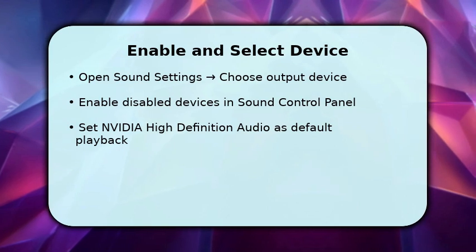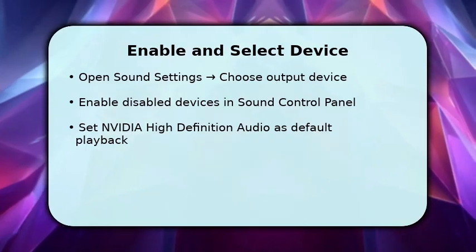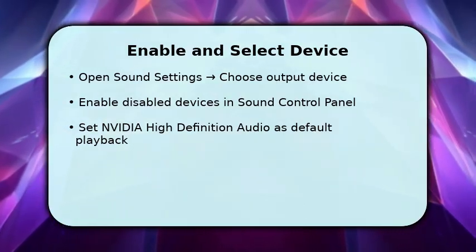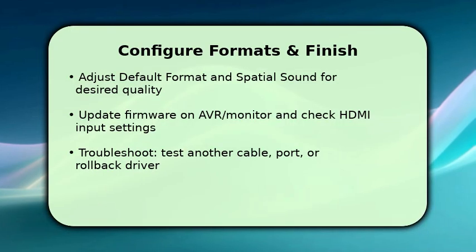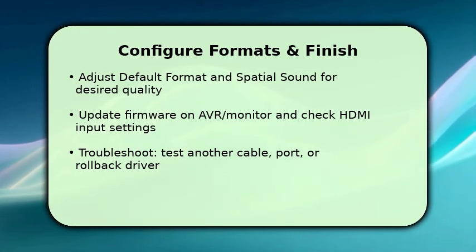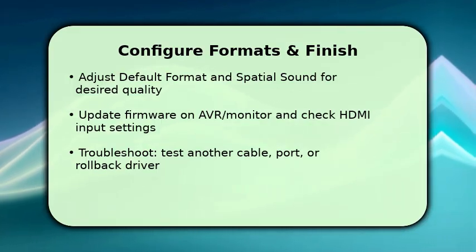If you don't hear anything, confirm the monitor/AVR input matches the cable port and that the display's volume isn't muted. Finally, configure quality and finalize. In speaker properties, set the default format, sample rate/bit depth, and enable spatial sound if desired. Higher formats require compatible hardware.